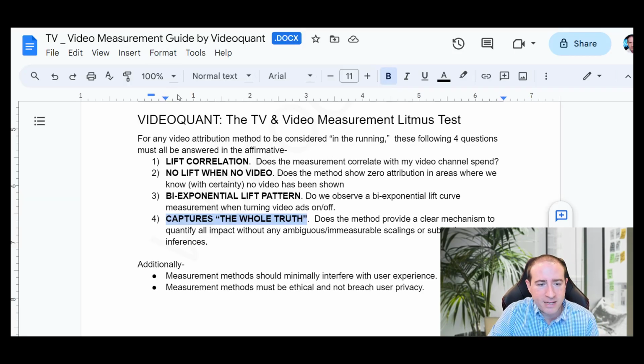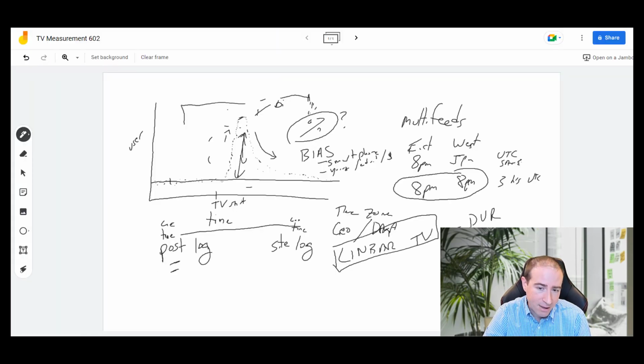But what I'd like to just point out, though, is it doesn't interfere with user experience. You're not breaching privacy. You're using your own site log data and your post logs that contain when your airings occurred. You could do this work. You could do these joins in-house, so you don't rely on anyone else. And so for that reason, it's worth doing.